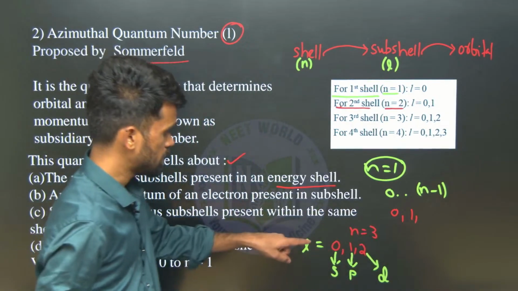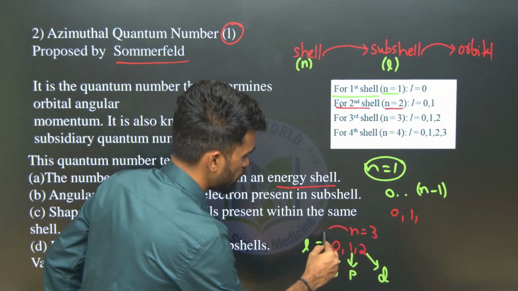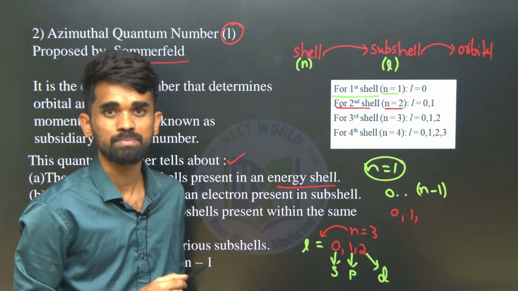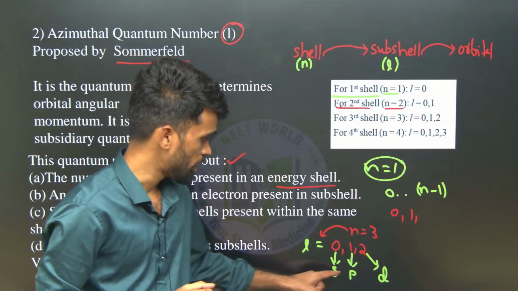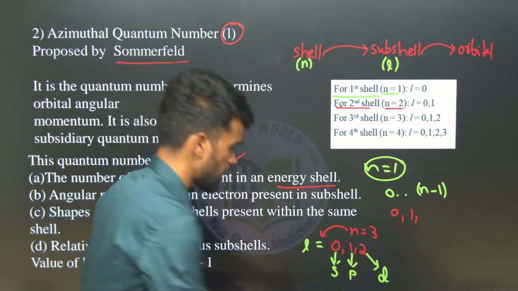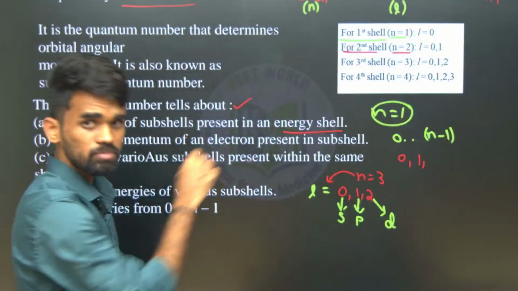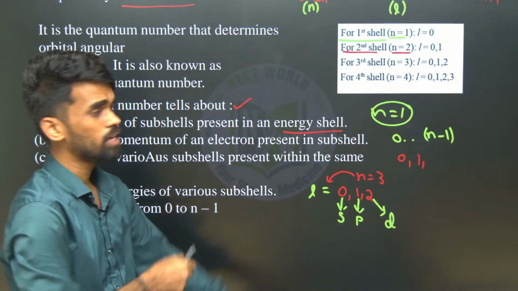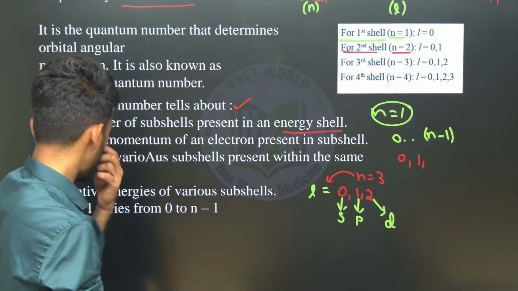Hope it is clear. Based on the shell number, we are saying what subshells are present in it. So S, P, D are the subshells. Again, in subshells we have orbitals. Now we will see what orbitals are present, that also.